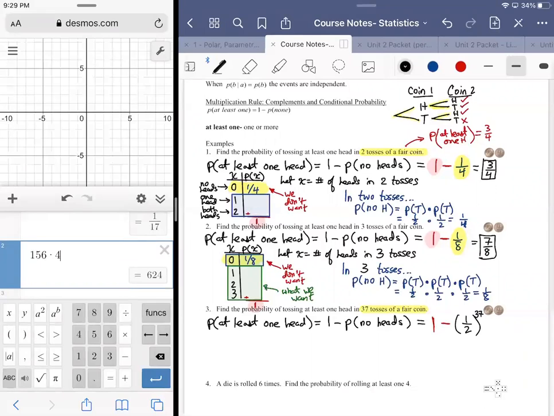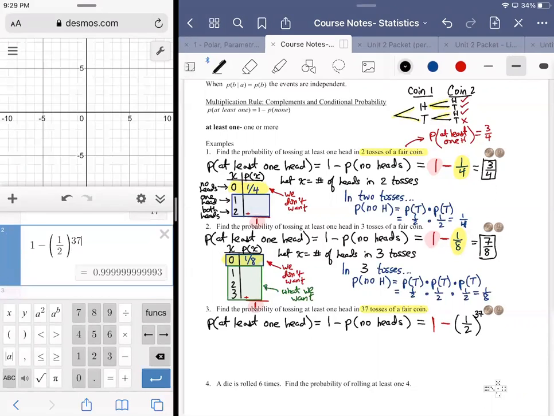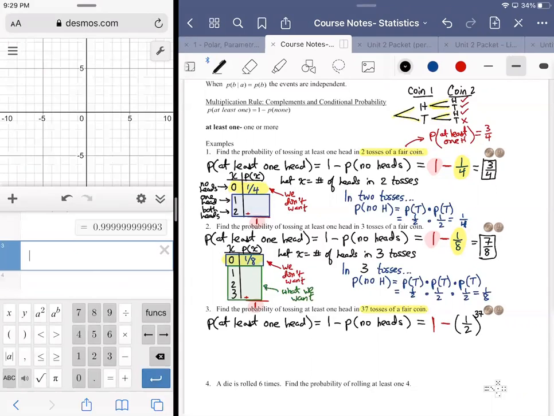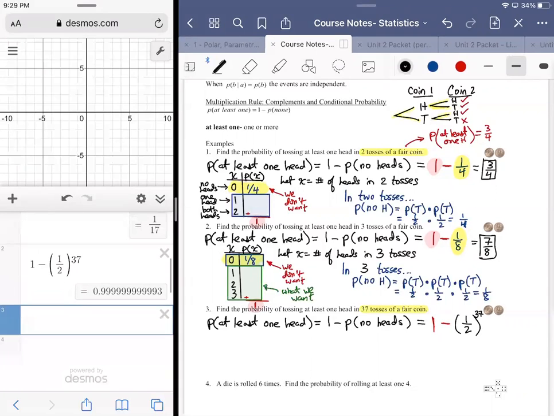All right. Now here, you kind of run into the territory of, we're probably going to get stuck with a decimal, but we'll see what Desmos has to say. All right. So 1 minus 1/2 raised to the 37th power. All right. So, I mean, it's basically screaming 1, but it's not quite.